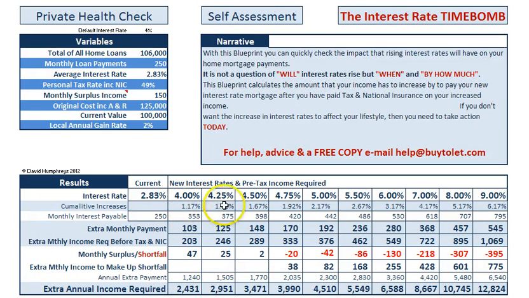Once again, we've got 10 interest rates. The first 5 go up in 0.25%, then 0.5%, and then 1%. And the moment these numbers turn red, it means that your monthly surplus income has been wiped out or fully absorbed. And it then goes to calculate the extra monthly income you need to make up this shortfall. So if your monthly shortfall is £20, you're going minus £20, you will need to earn an extra £38 to make that money up.